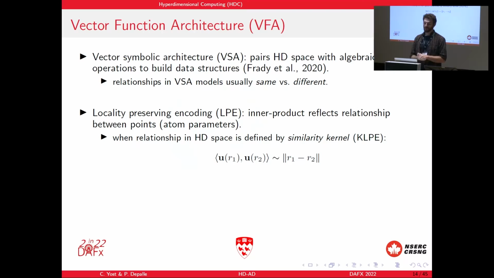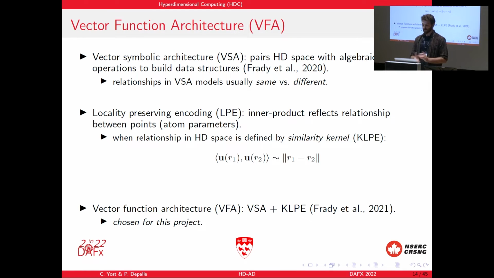Then, using a property called locality preserving encoding, or LPE, this relationship can be expanded so that the relationship between encodings in HD space actually reflects the relationship of the values themselves. So that is preserved. And in particular, when that relationship is systematically defined by a similarity kernel, what is born is a KLPE, or kernel locality preserving encoding. So the vector function architecture arises when you take a VSA model which uses a KLPE, and it's the model we choose for our project.